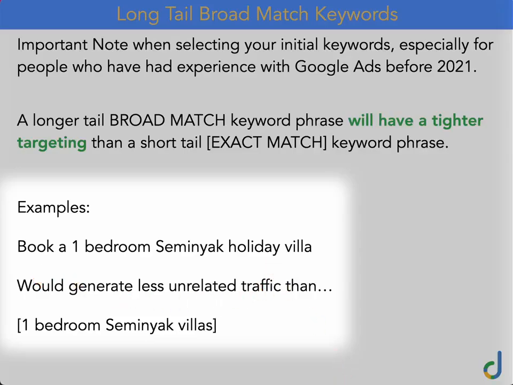So we're giving Google very, very clear intent that what we're talking about here is only Seminyak villas that can be booked for a holiday. Whereas with 1-bedroom Seminyak villas, Google would also assign meanings around long-term rentals, around people who are wanting to rent a villa for a year or 2 years, or even potentially buy a villa. That's why it's really, really important now that you are using longer tail broad match keywords. And I'm going to also give some further reasons for this later in this lesson.